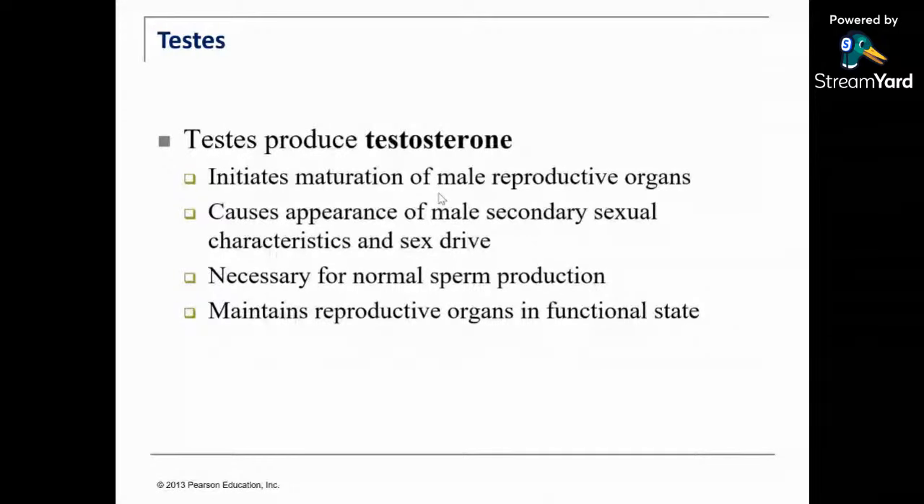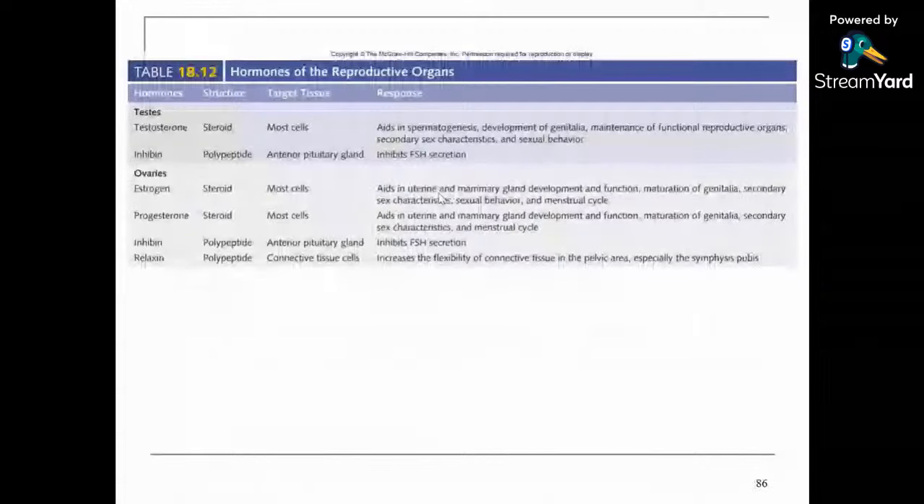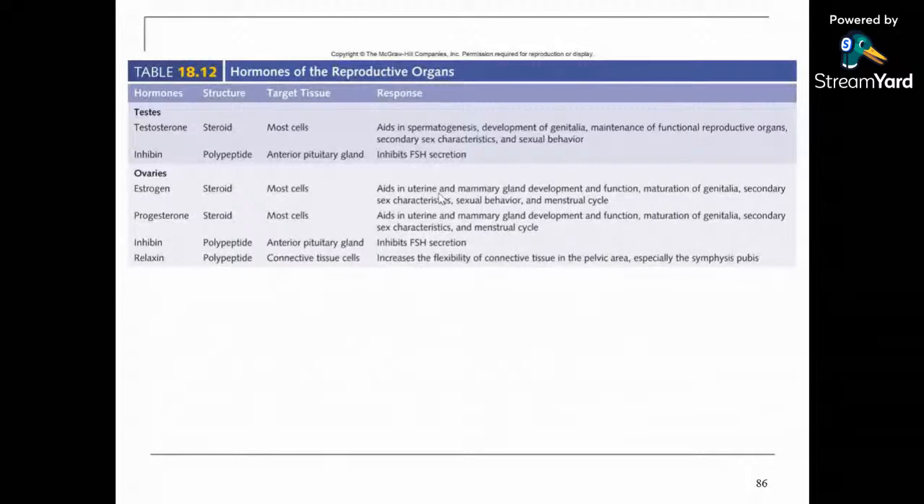So overall, from the reproductive organs, we can find that from testes, testosterone is released, which is steroid in nature, works on most cells, aids in spermatogenesis, development in genitalia, maintenance of functional reproductive organs, secondary sex characteristics, and sexual behavior. Inhibin, also released from the testes, which is polypeptide in nature, works on anterior pituitary gland and inhibits FSH secretion.